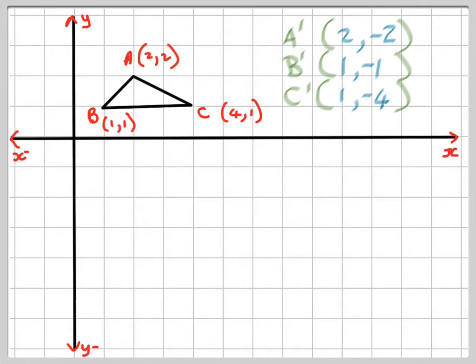So A will be, x will be 2 and y will be -2. So that will be our A. B will be 1, -1. Let me just write my A somewhere else so it's not in the way. I'll write it here. Okay, B is going to be 1, -1, so that will be there. And C will be 1 and -4. That will be there. Right, now we're going to join them with the lines.